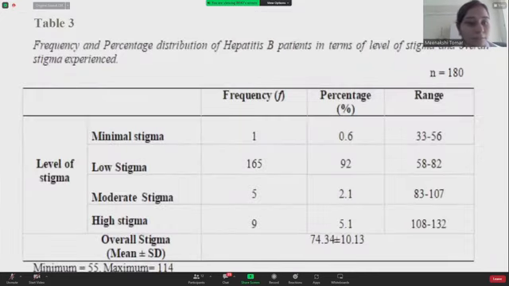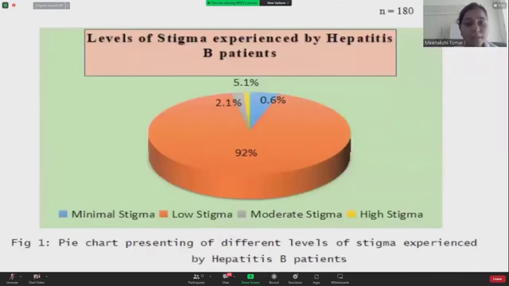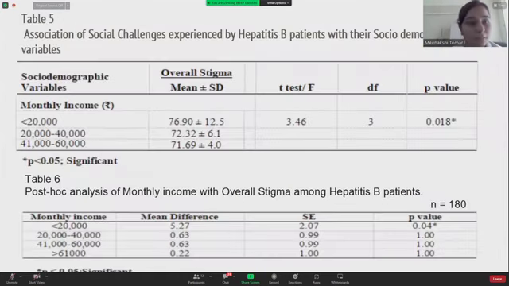This is table number 3, frequency and percentage distribution of hepatitis B patients in terms of level of stigma and overall stigma experience. 0.6% of the patients experienced minimal stigma, and 5.1% experienced high stigma. The mean for the overall stigma was 74.34 with a standard deviation of 10.13, with a minimum value of 55 and a maximum of 114. This is the pie chart presentation of the level of stigma experienced by the hepatitis B patients. This is table number 5.